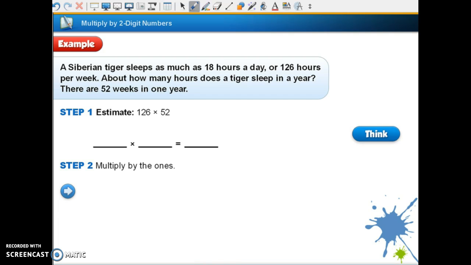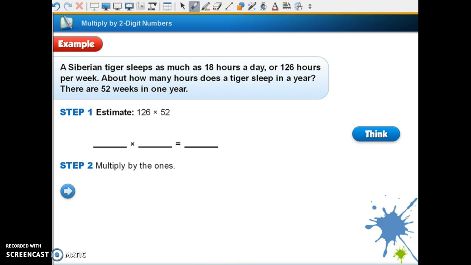All right, you're on page 32 here. The Siberian tiger sleeps as much as 18 hours a day or 126 hours per week. About how many hours does a tiger sleep in a year? There are 52 weeks in a year.